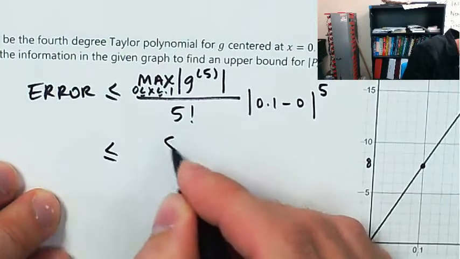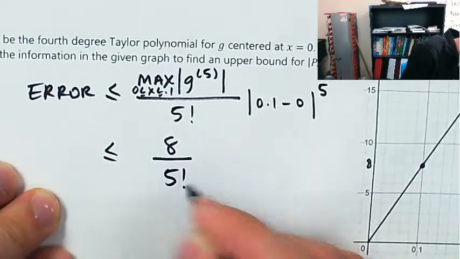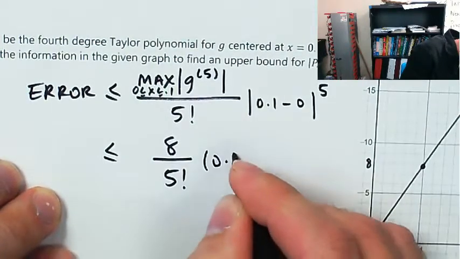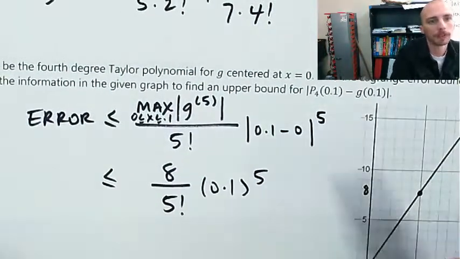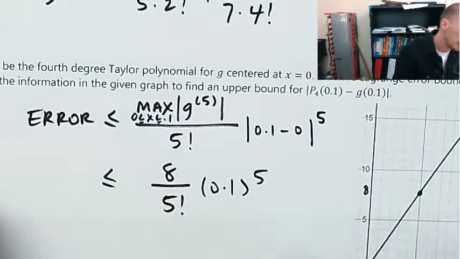So I'll have less than or equal to 8 divided by 5 factorial times 0.1 to the fifth power, and that's going to be just find an upper bound. Well, that's the upper bound, it's the error bound. All right. I'm back.